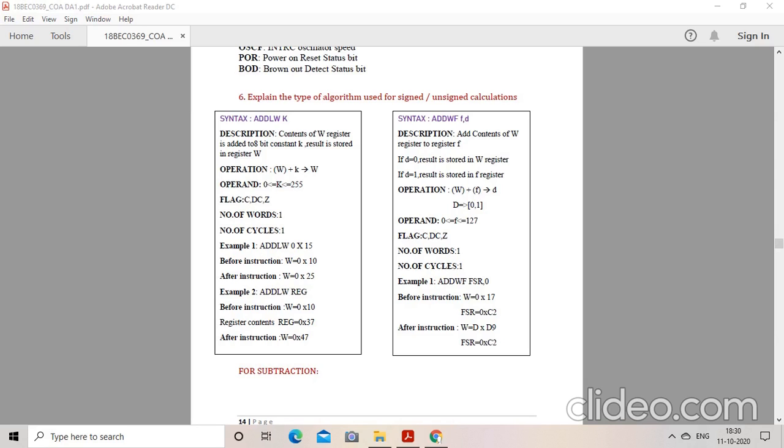And similarly for the syntax ADDWF F, D, there are two possible storages of the result. When D is 0, the result is stored in the W register, and if D is equal to 1, the result is stored in the F register. The operation involved is that the F register content is added to the contents of W, and the result is stored in D.